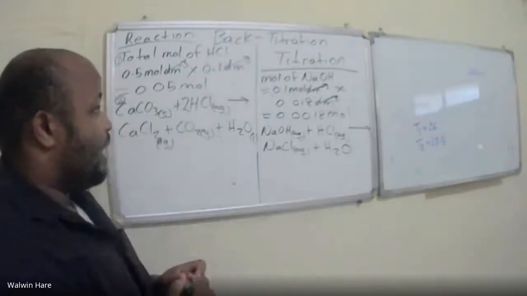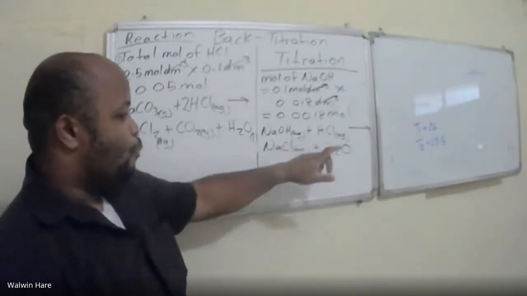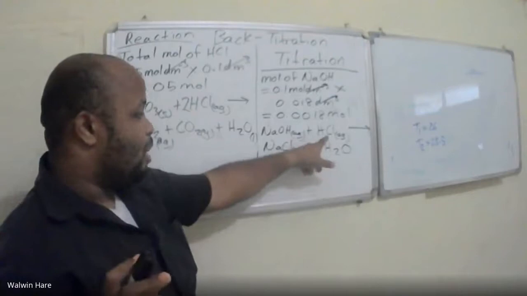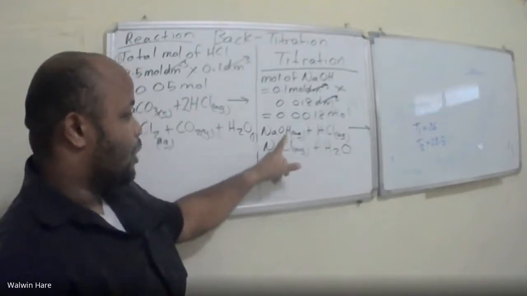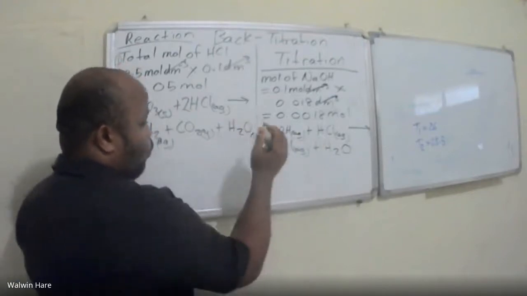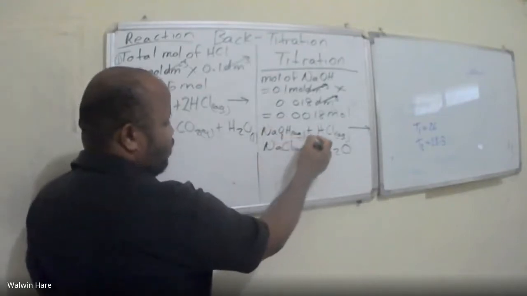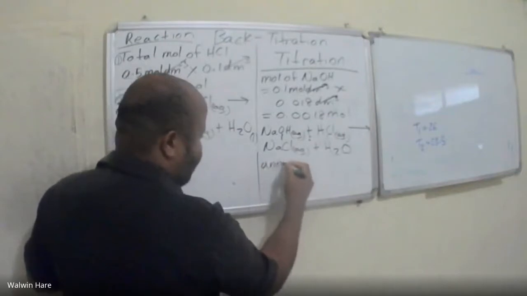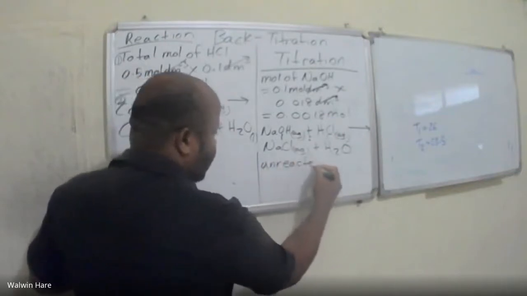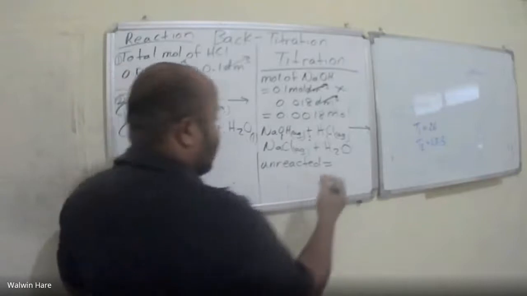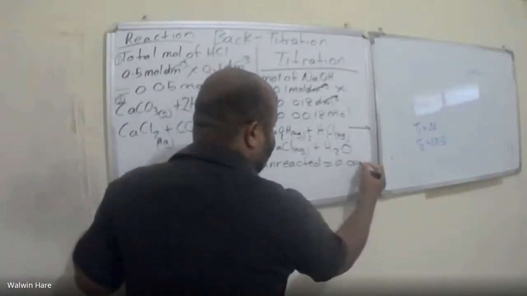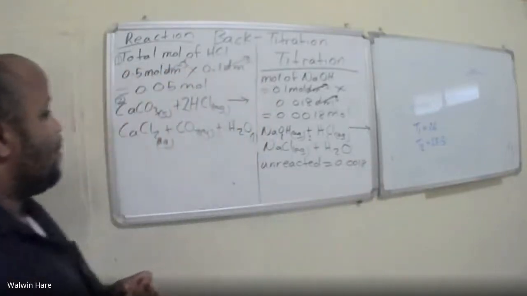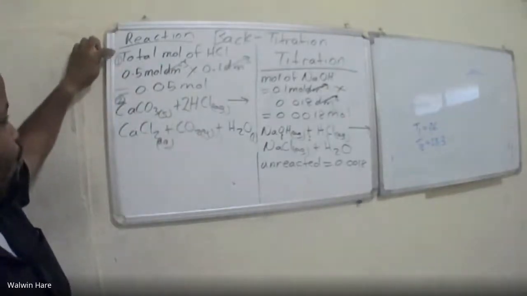So remember, in the titration, we are reacting the unreacted HCl with the sodium hydroxide. So it's a 1-to-1 mole ratio between sodium hydroxide and HCl. That means the unreacted HCl is equal to how much? So that is 0.0018 moles. That is correct.